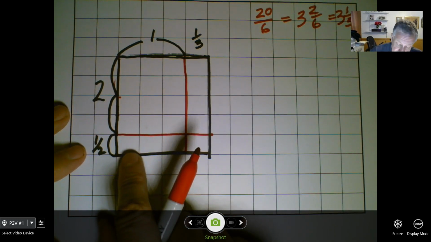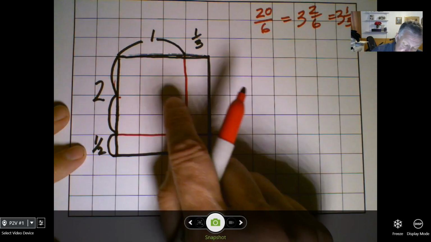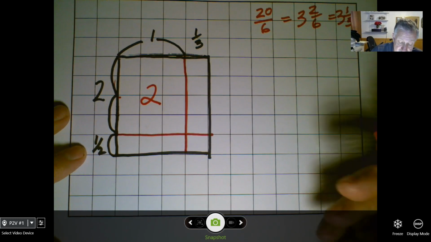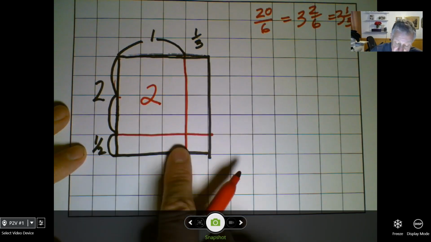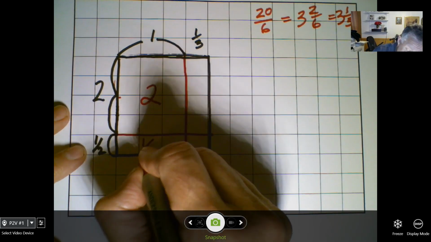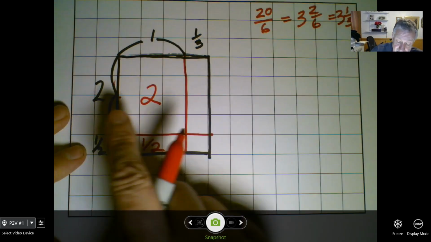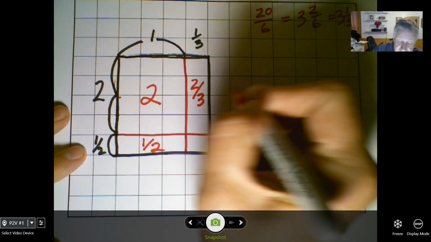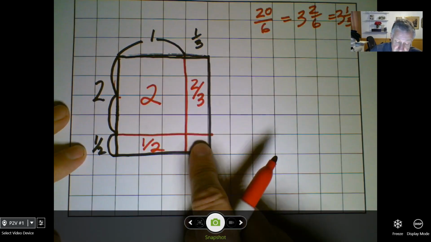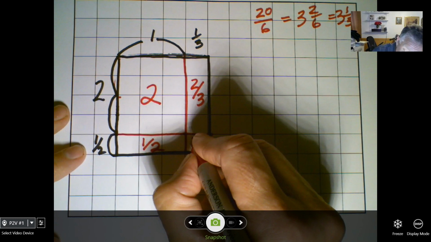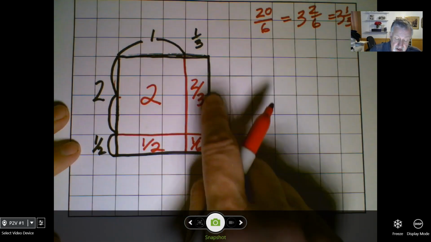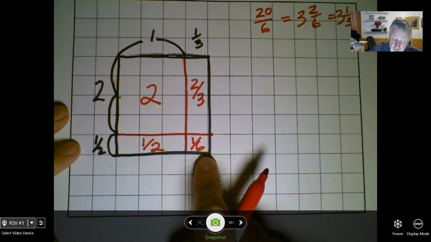So let's start multiplying. Let's just do each section. So 2 times 1 is 2. And 1/2 times 1 is 1/2. And 2 times 1/3 is 2/3 in this section. And then 1/3 times 1/2 is 1/6. So there we have our 4 parts. And again, if we want to know the total area, we have to add all of the parts together.